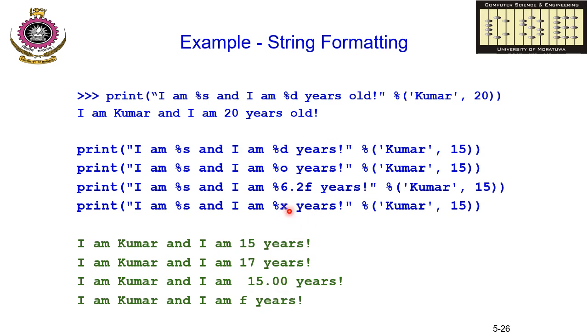And then the last example has percentage x, that means hexadecimal representation. So 15 in the hexadecimal number system would be f. If you had capital X here, this would have been a capital F. So these are some of the ways that string formatting can be used. However, I strongly recommend you try these examples on your own and do different things, change these formattings and look at the output. In that way you will have a much better understanding.